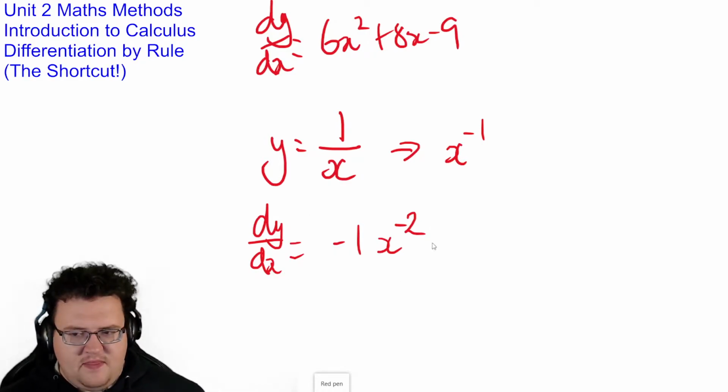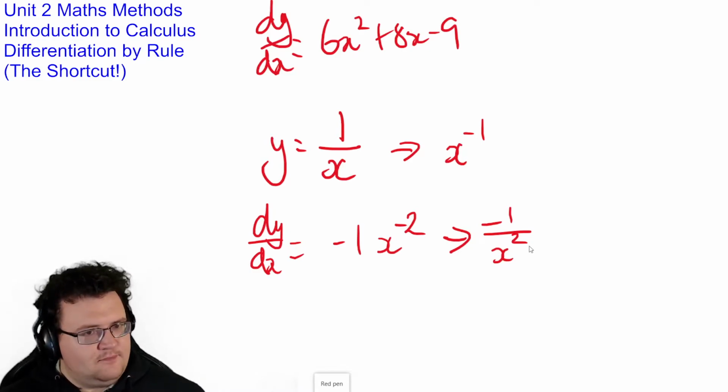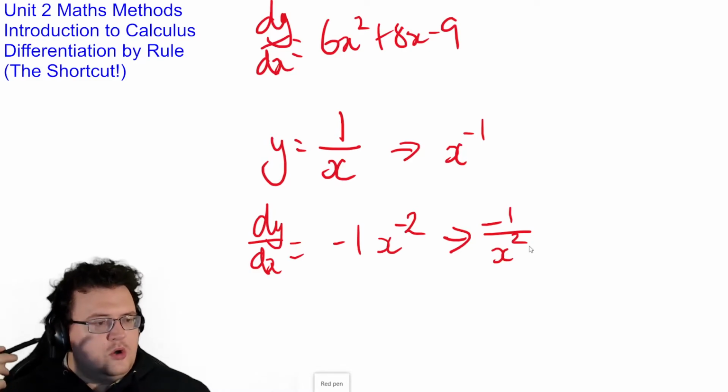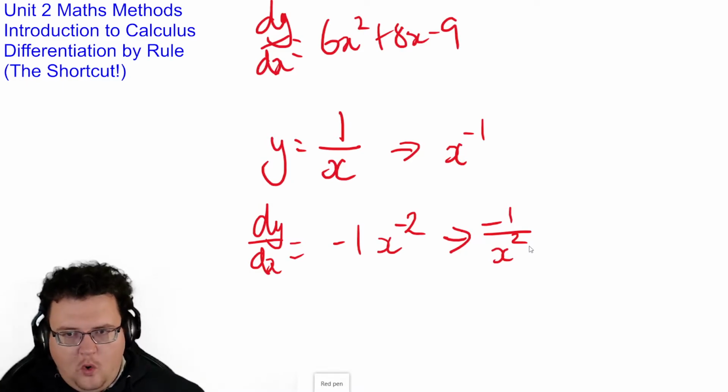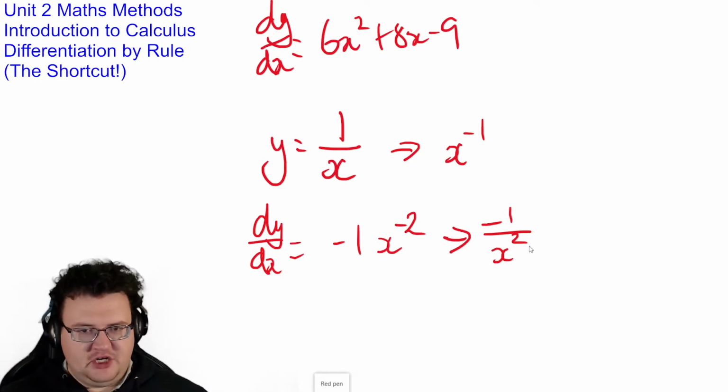How can I write that using only positive indices? Well, if that becomes that, then this can become x squared. The thing to notice with all of these is that the derivative is always 1 power lower than the original function. So minus 1 becomes minus 2.